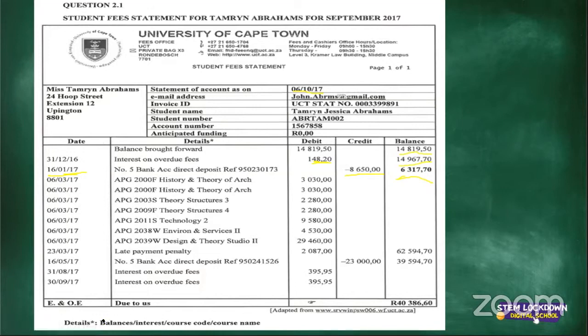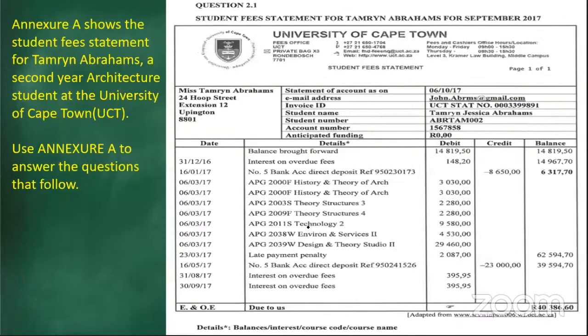Then, now this is how you find it in the question paper. Annexure A shows the student fees statement for Tamryn Abrahams, a second-year architecture student at the University of Cape Town, UCT. Use Annexure A to answer the questions that follow. This was not in the question paper. It was on the addendum.